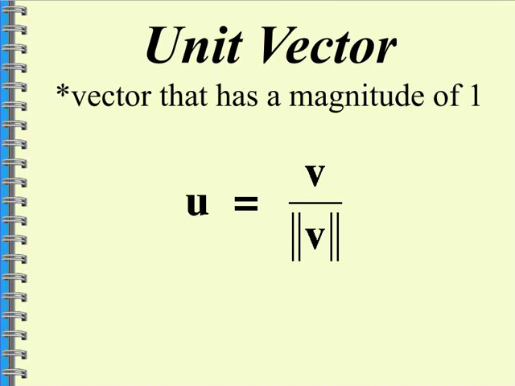Okay, we've got two other things we're going to finish up with. The first one is what a unit vector is. A unit vector is nothing more than a vector that has a magnitude of 1. When we define the word unit, it just means 1. And so how we find a unit vector is we take whatever the original vector is divided by its magnitude. So I'll let you go ahead and get that down, and then we'll look at an example.